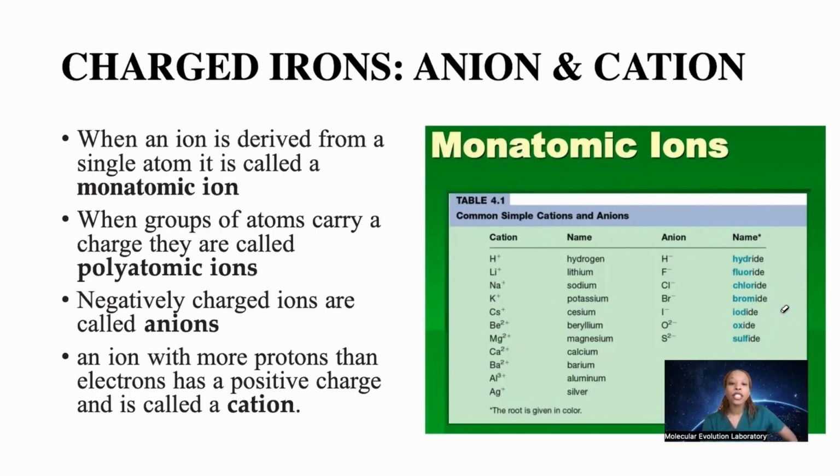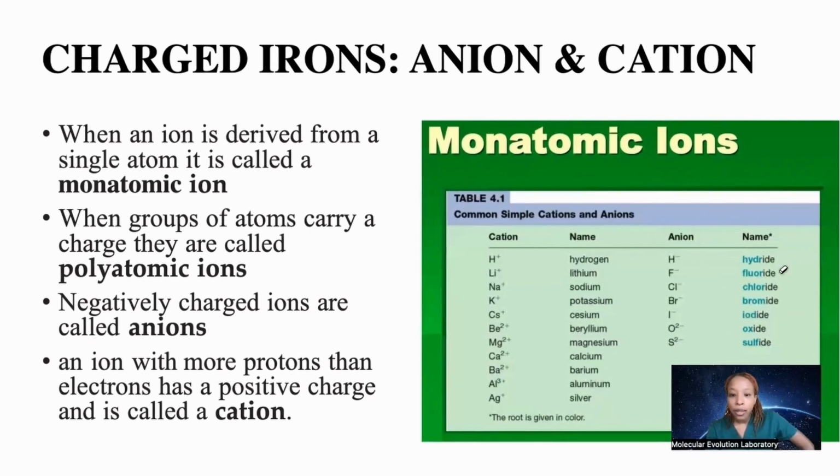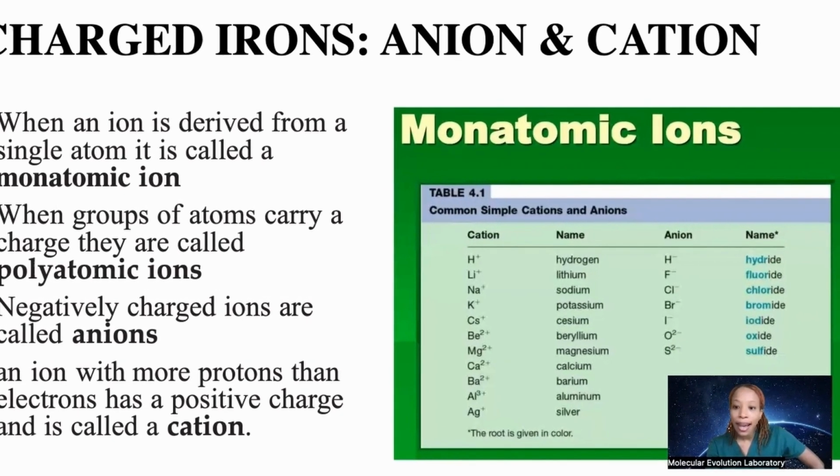So we know that charged ions can exist in the form of anions or cations. When an ion is derived from a single atom, it's called a monoatomic ion. When groups of atoms carry a charge, they are called polyatomic ions. Negatively charged ions are called anions, and ions with more protons than electrons have a positive charge and are called cations. These are examples of monoatomic ions.